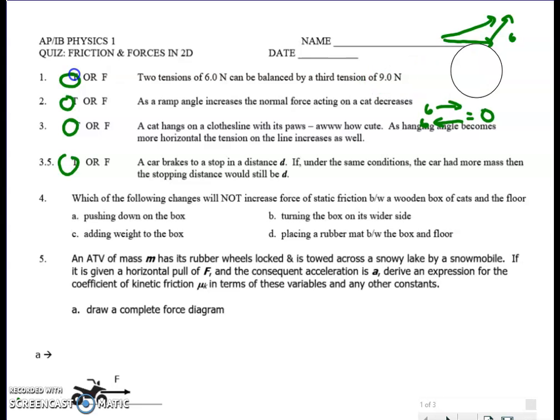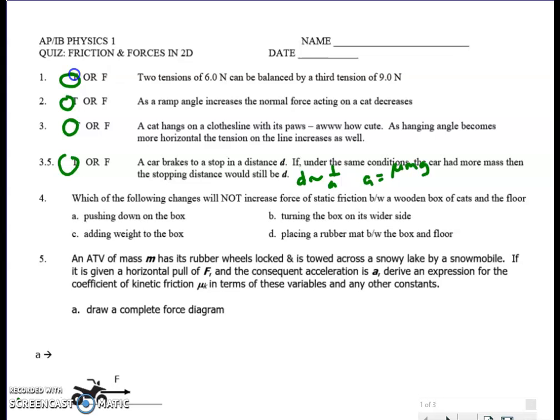Number 2 is true because the normal force goes by the cosine of the angle, and if the angle increases, then cosine of the angle decreases. 3, most of you got this right, so that wasn't an issue. 3.5, a lot of people missed. The answer is true because ultimately the distance is inversely proportional to acceleration. So you just got to look at what the acceleration depends on. Acceleration is F net over m. That's mu mg, the force of friction, divided by m. So you see the masses cancel out. So that's why it doesn't matter.